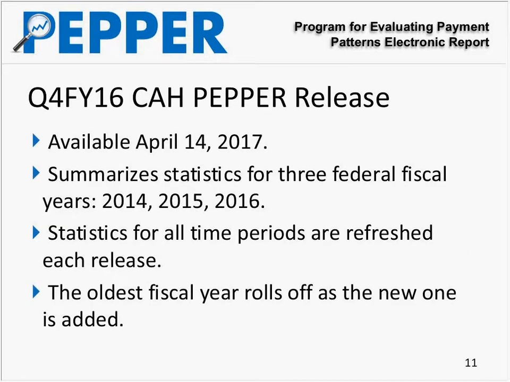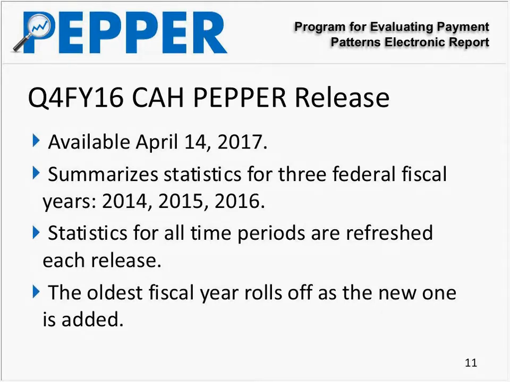So let's now move on to focusing on the newest PEPR for critical access hospitals, which is the version Q4 FY16, or through the fourth quarter of fiscal year 16. The Critical Access Hospital PEPR was made available April the 14th of this year, and it summarizes statistics for 3 federal fiscal years, 2014, 2015, and 2016.